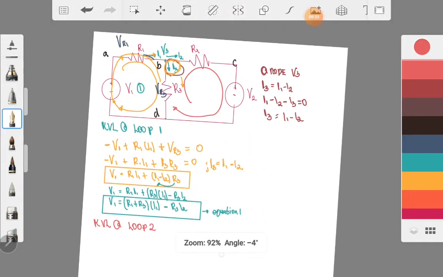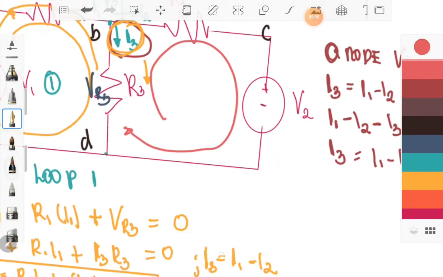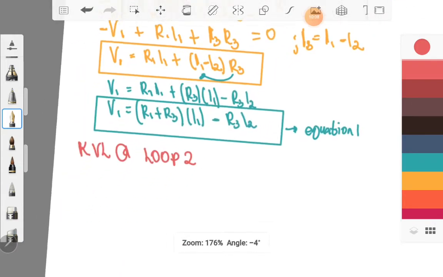Mapapansin nyo na yung direction ng current ng I3 nyo is salungat sa direction ng KVL natin. Okay? So, what I have been telling you since our third module is that pag sumalungat or bumaliktad yung current sa established current mo sa nodal, therefore, gagawin mo siyang negative. Okay? Gagawin mong negative yung current na makukuha mo dito.